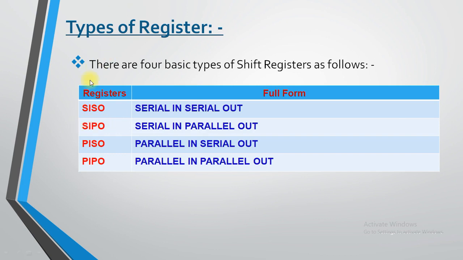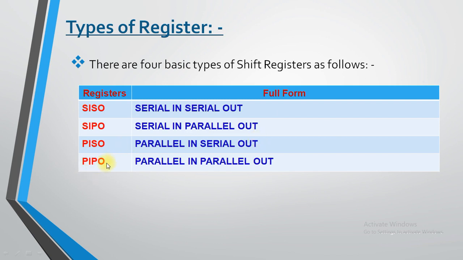When there is parallel in, serial out, at that time what happens? When you are going to enter the college, all the students can come at the same time. But after completion of the college, when you get out of the college, one by one the students get out. So a single student needs to get out.